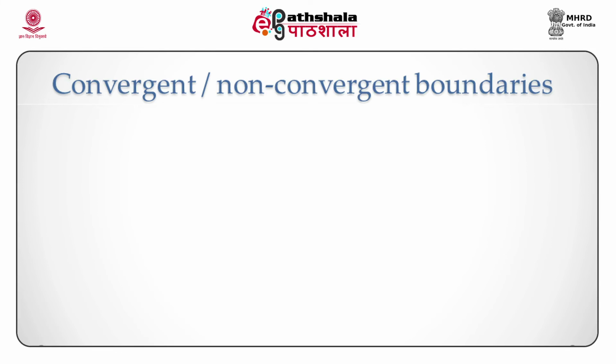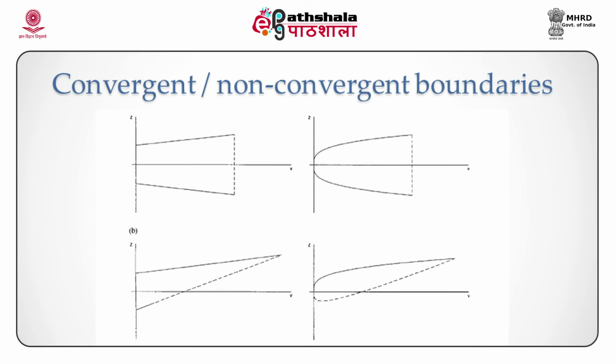So here we have represented some stopping rules. On the x-axis we have plotted V, on the y-axis Z, and the limits Li and Ui denoting the stopping rules. We can see here that the first two rules correspond to convergent boundaries, and the next two sets of rules correspond to non-convergent boundaries.